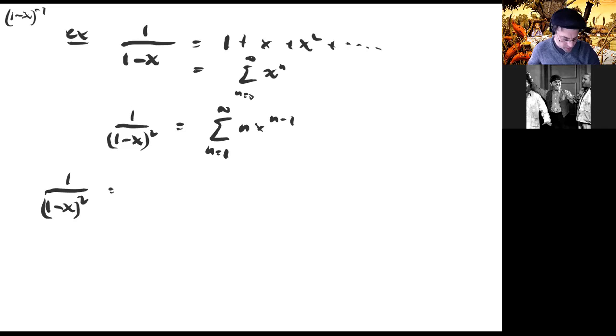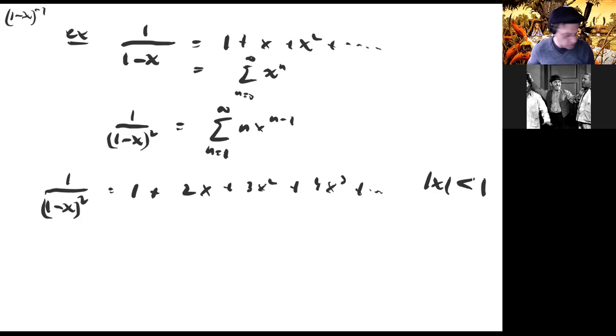So in other words, 1 over 1 minus x squared is equal to 1 times x to the 0, which is 1, plus 2x plus 3x squared plus 4x cubed and so on. And here the absolute value of x, of course, is still less than 1. Okay, that's kind of neat. So let's consider now a related example.